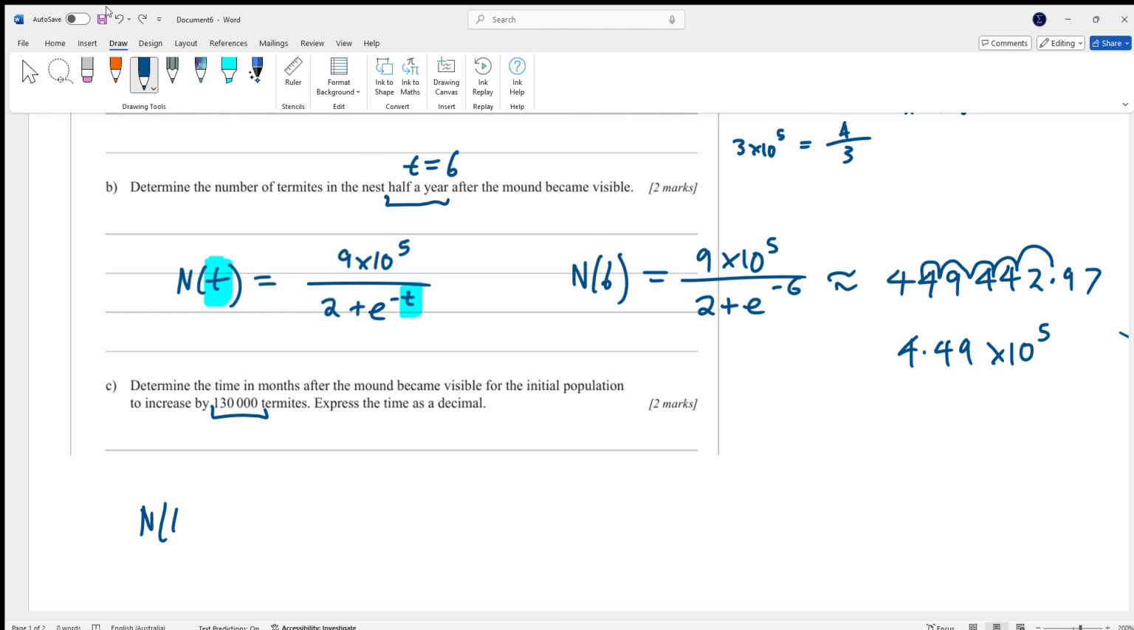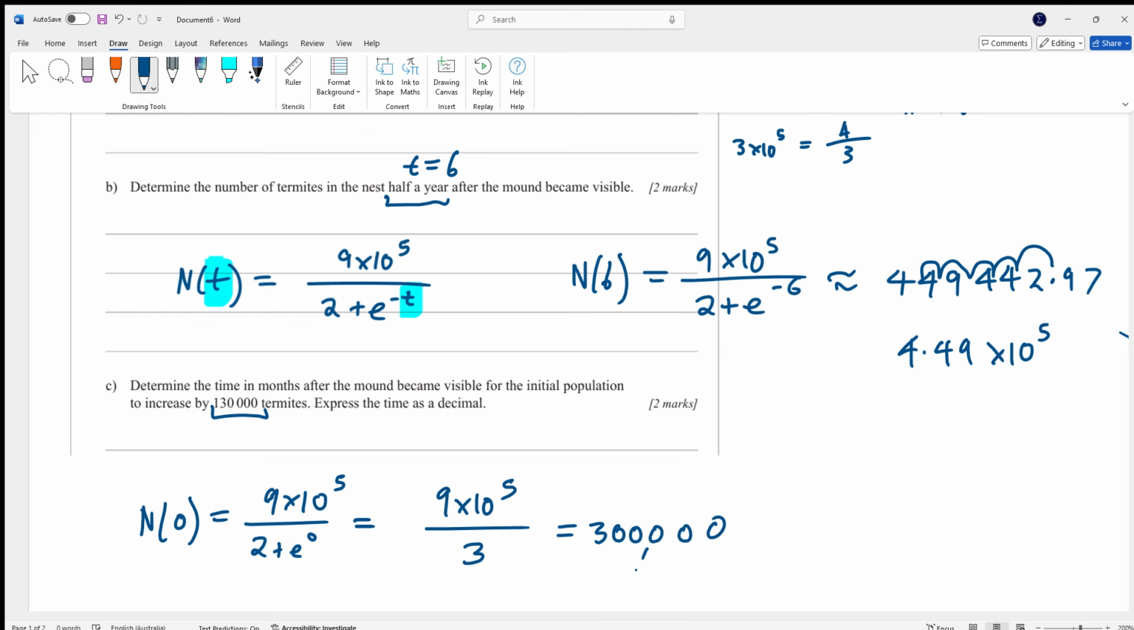So here we'll put t equals 0 into our equation. So 9 times 10 to the 5 over 2 plus e to the 0 gives us 9 times 10 to the 5 over 3, because you have 2 plus 1 on the bottom. Put that into your calculator, 9 times 10 to the 5 divided by 3. I think that's 300,000. 1, 2, 3, 4. Yep, 300,000. Just want to make sure I get all my zeros right.